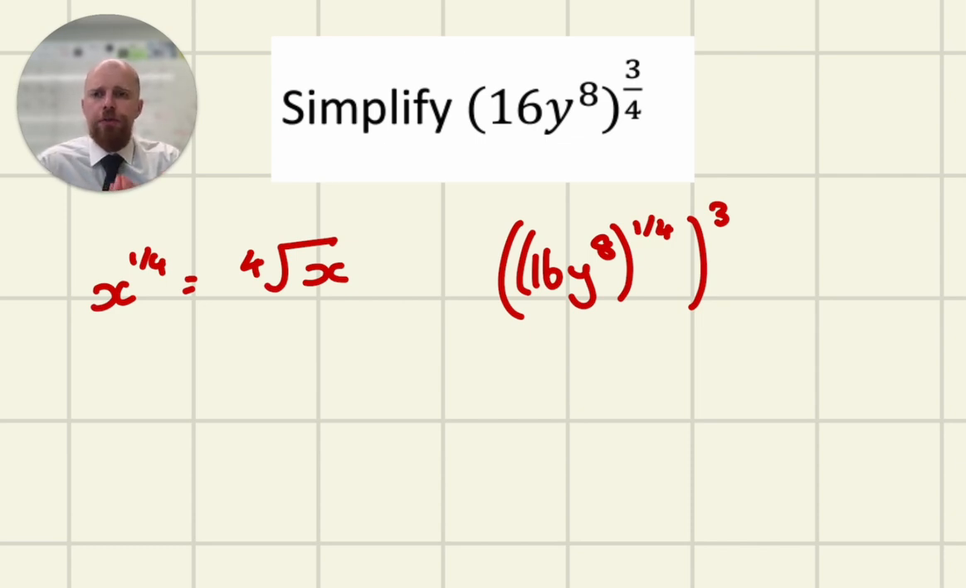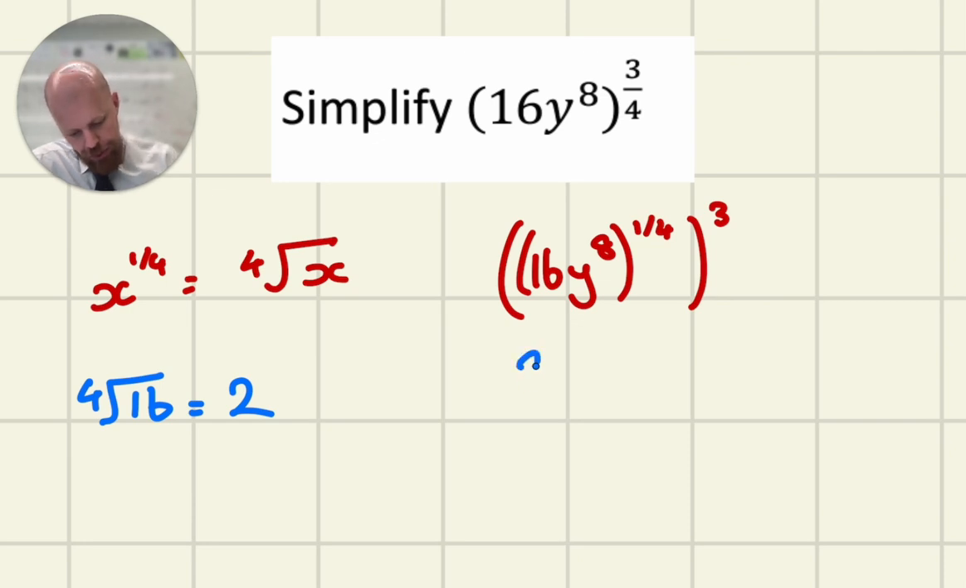So I'm doing the fourth root of 16 to start with, which means I'm looking for a number that multiplies by itself 4 times to get 16. So the fourth root of 16 is 2. 2, 4, 8, 16. So I get 2.